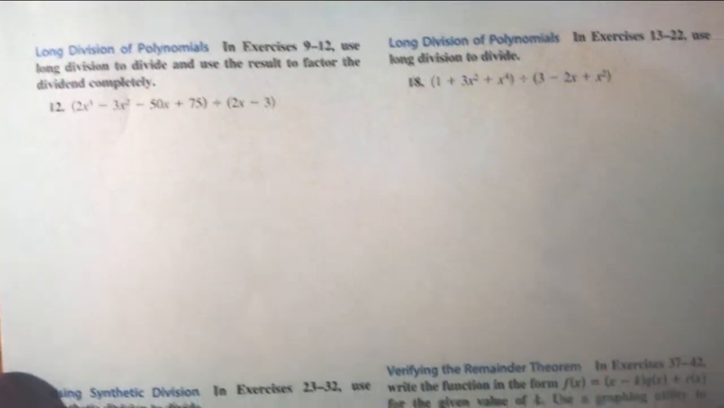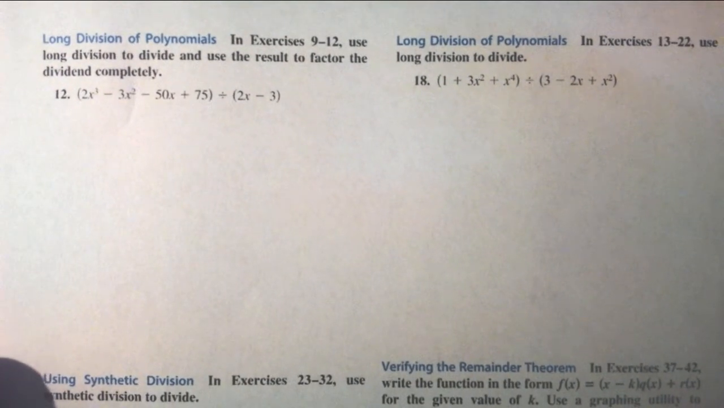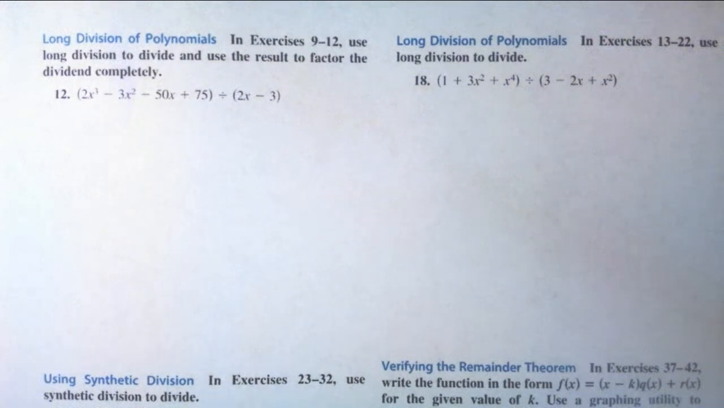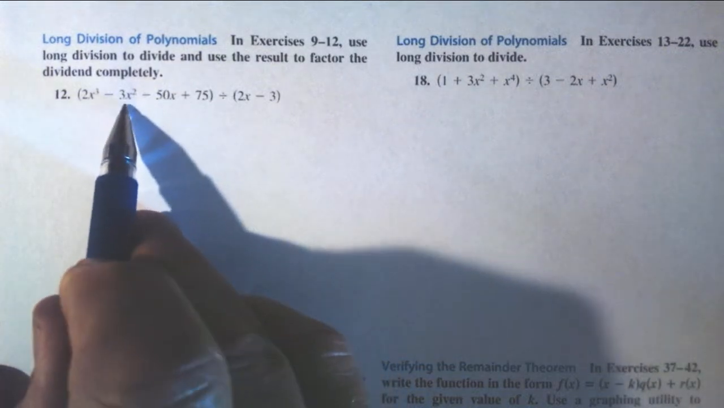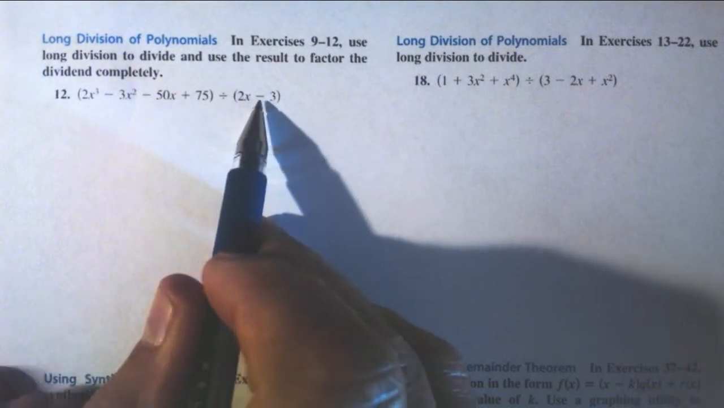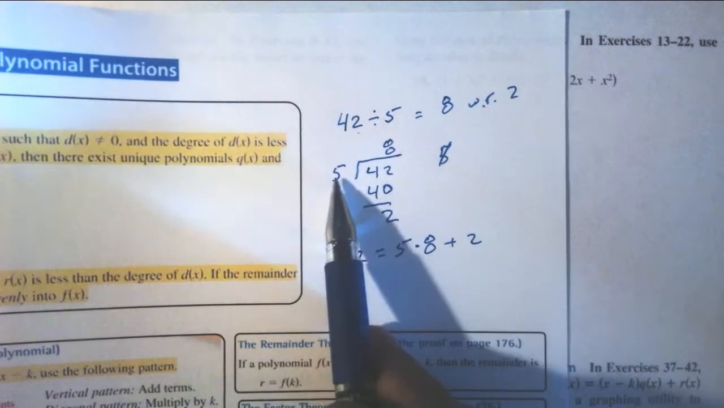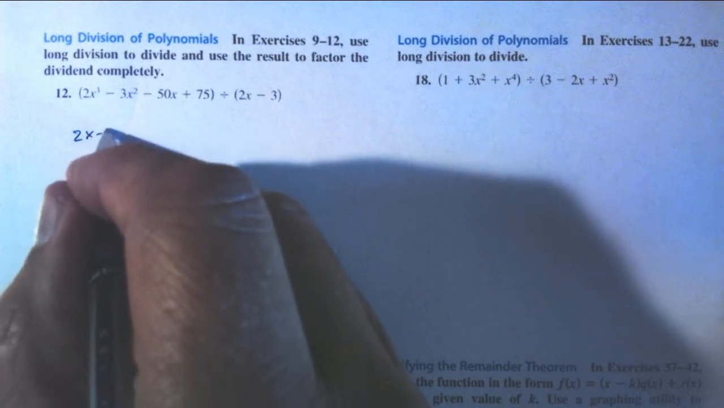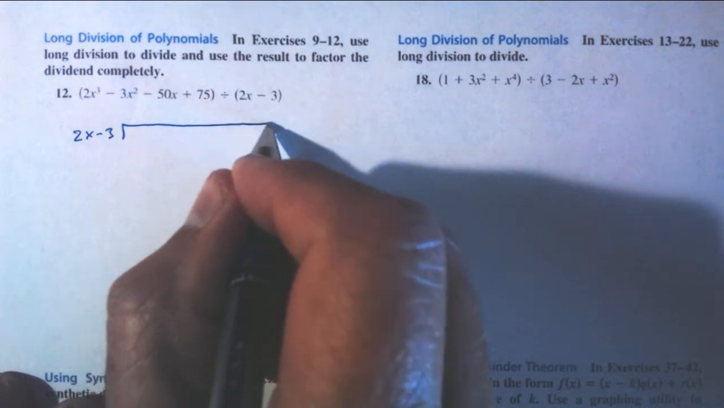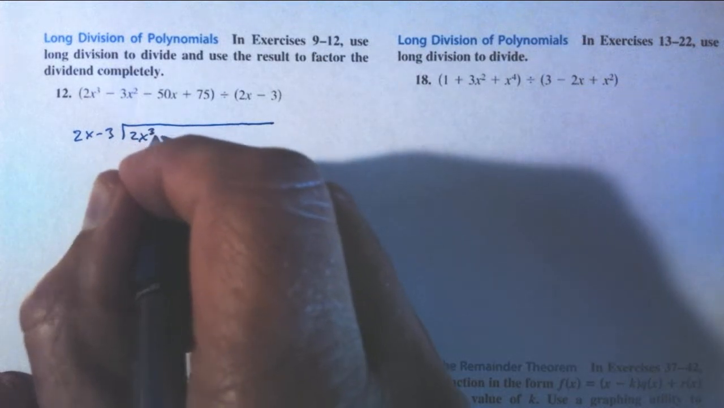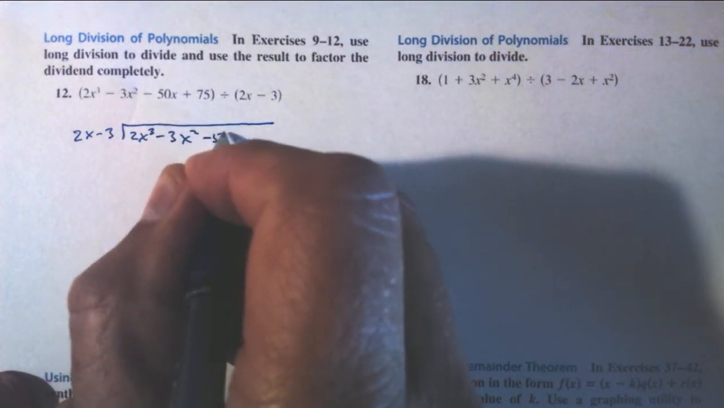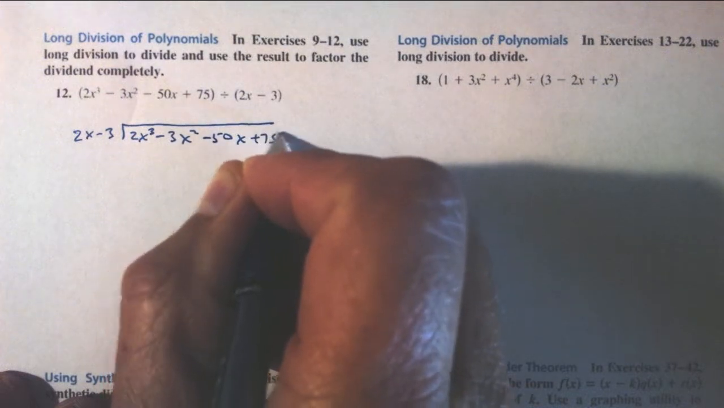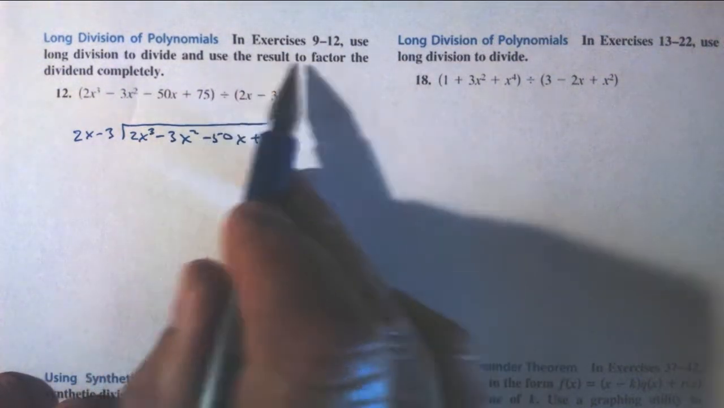Okay, so let's start putting some of this to work here. Long division first. Use long division to divide and use the result to factor the dividend completely. So just like I took 42 divided by 5 and set that up as 5 goes into 42, I'm going to set this up as 2x minus 3 goes into 2x cubed minus 3x squared minus 50x plus 75. And they're pretty much tipping us off that this is going to work out evenly.